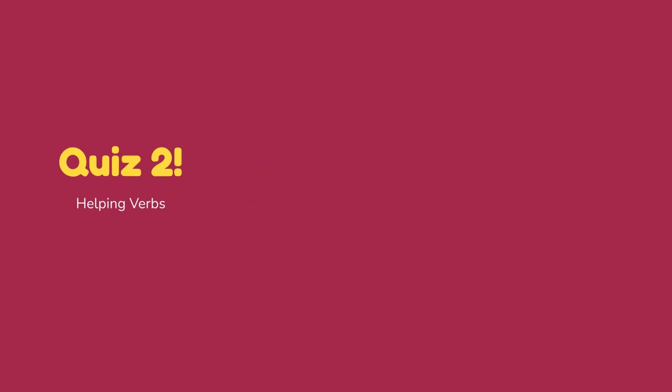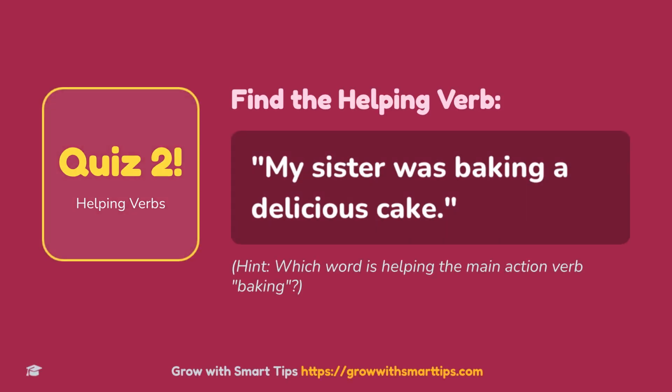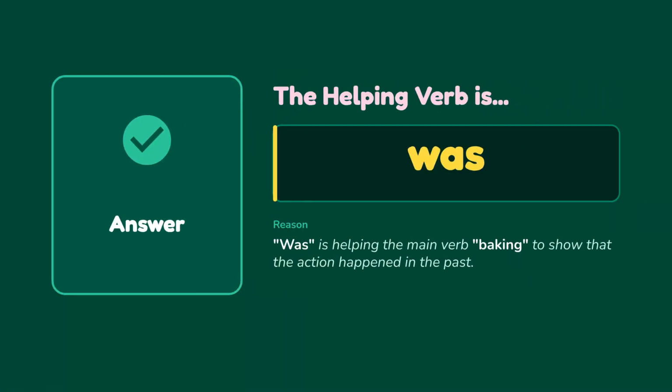Here is another quiz. Find the helping verb in this sentence. My sister was baking a delicious cake. Which word helps the action verb baking? The answer is was. It helps the verb baking to indicate that the action happened in the past.